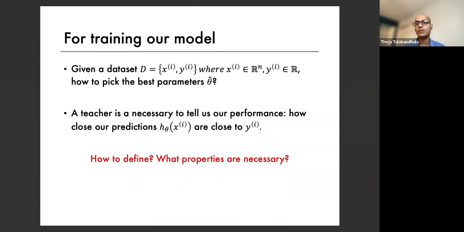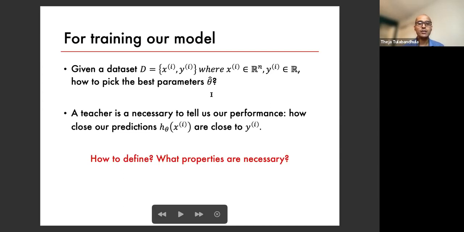In particular, we're going to focus on how to pick the parameter theta. For us, the estimation problem becomes: given this data set D with x_i, y_i, where x_i belongs to the n-dimensional vector space, and y_i belongs to the one-dimensional vector space, or just the real numbers, how to pick the best parameters? Here we're using theta hat, symbolizing that it's an estimated quantity. We'll see this hat or some extra symbol on top of theta in later slides.